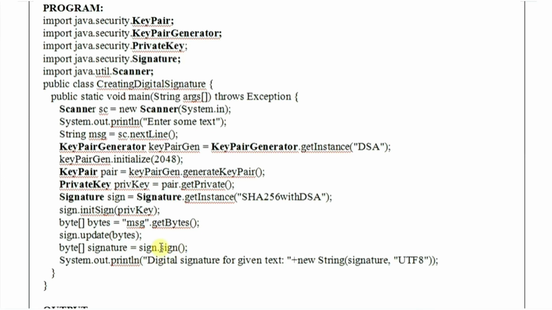The sign method of java.security.Signature class is used to finish the signature operation, and it stores the resulting bytes in signature. And here is where we are getting the signature bytes. Actually, this line will sign the message and signature will hold the actual signature. And this line of code will print the signature.